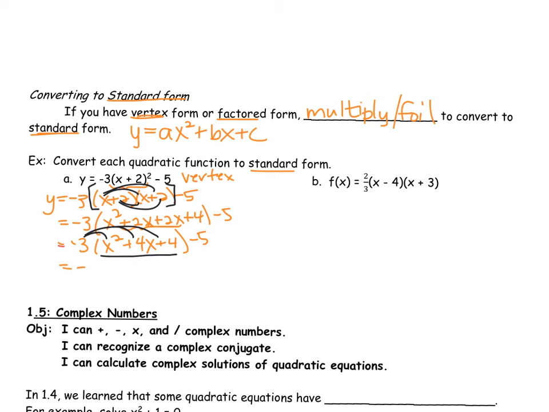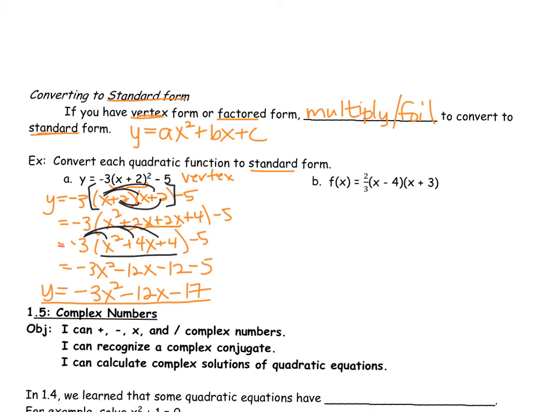And that gives us negative 3x squared. Negative 3 times 4x is negative 12x. And negative 3 times 4 is negative 12. That eliminates the parenthesis. But we still have that minus 5 at the end. So the last thing you need to do is simply combine those constants at the end, and our equation should end up y equals negative 3x squared minus 12x minus 17. That is the equation converted from vertex form back to standard form.